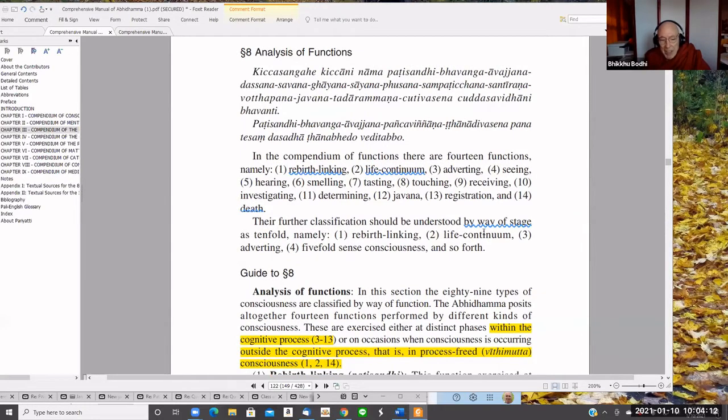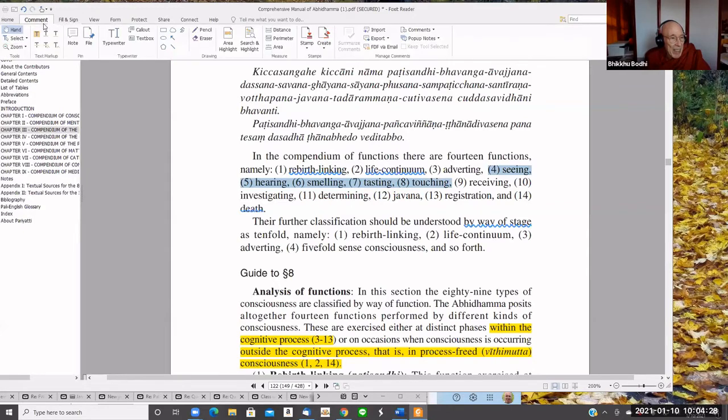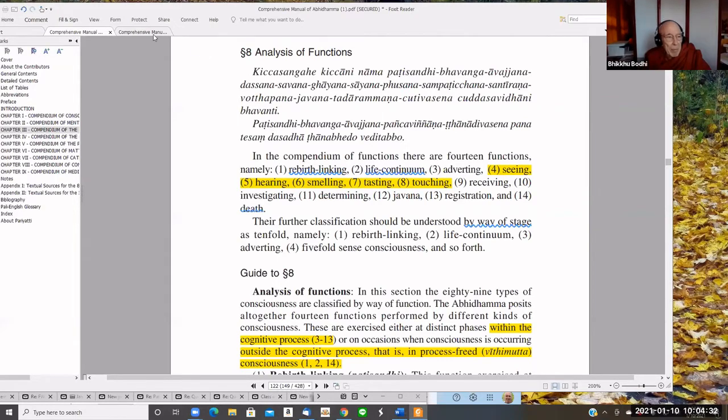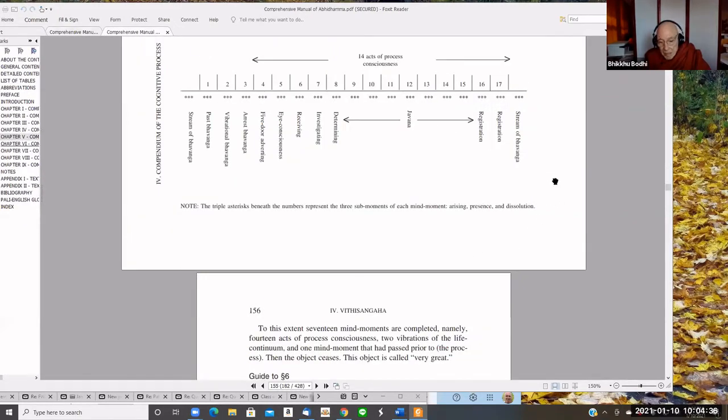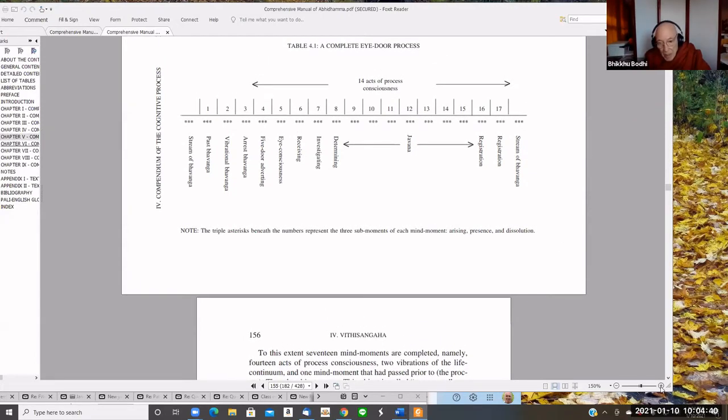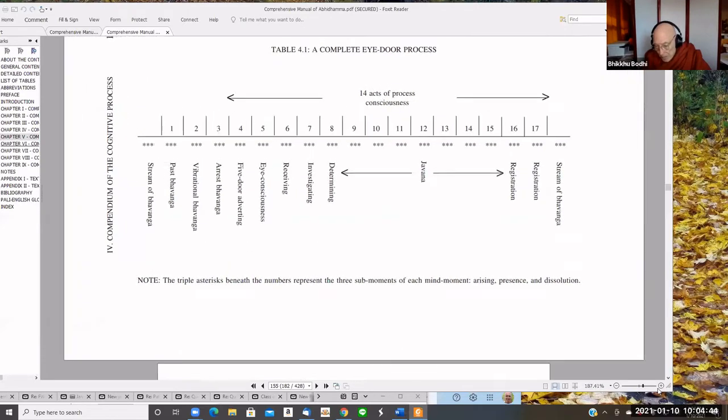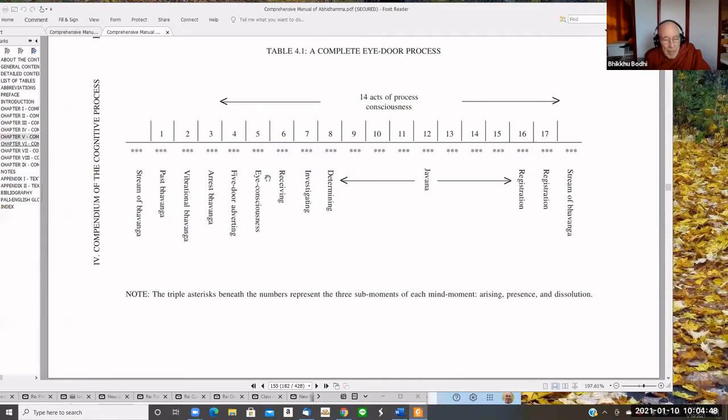And then this is said to be by way of stage, we have 10. And the way we get 10 is simply that these five in the cognitive process that we looked at yesterday, these five occupy the same stage. So you could see that here, that in place of eye consciousness, you could put ear consciousness, nose consciousness, tongue consciousness, or body consciousness. So by way of stages, this position is just one position. So all of those five types of sense consciousness occupy one stage.